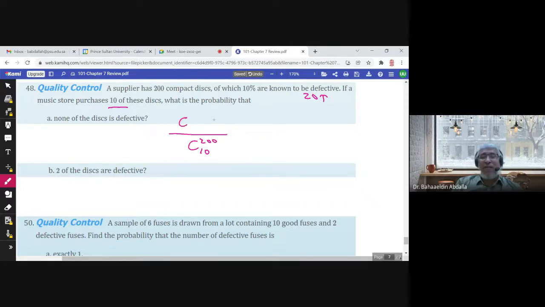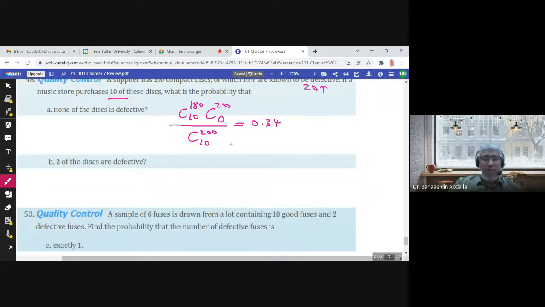What's the probability that none of these 10 is defective? These 200 are divided into 2 groups. 180 non-defective, good, and 20 are defective. I need what? Non-defective. So 0 from the 20, 10 from the 180. And you can use your calculator and find the answer, and the answer would be 0.34 after approximating, correct to 2 decimal places.